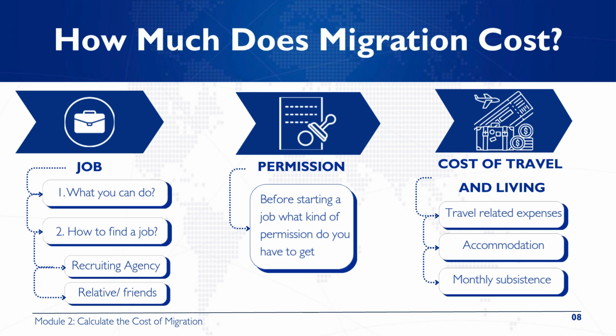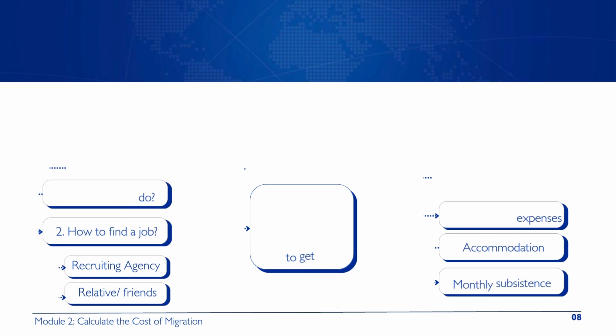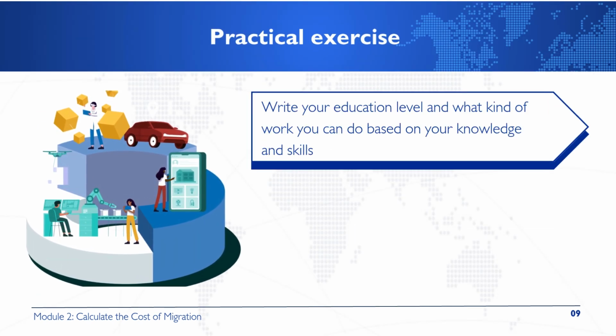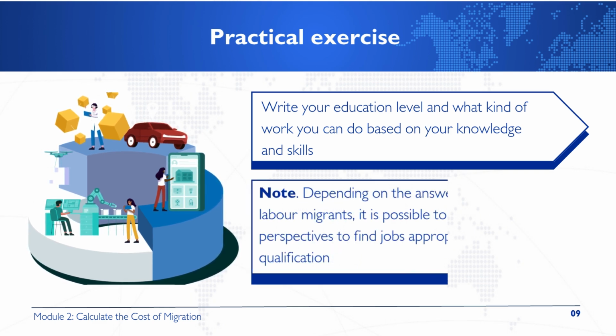Permission. Before starting a job, you need to obtain the necessary permissions and consider travel-related expenses. Think of the cost of travel and living. What are the travel-related expenses? Accommodation, monthly subsistence. Write down your education level and the type of work you can do based on your knowledge and skills. This will help you estimate your job prospects and related expenses.